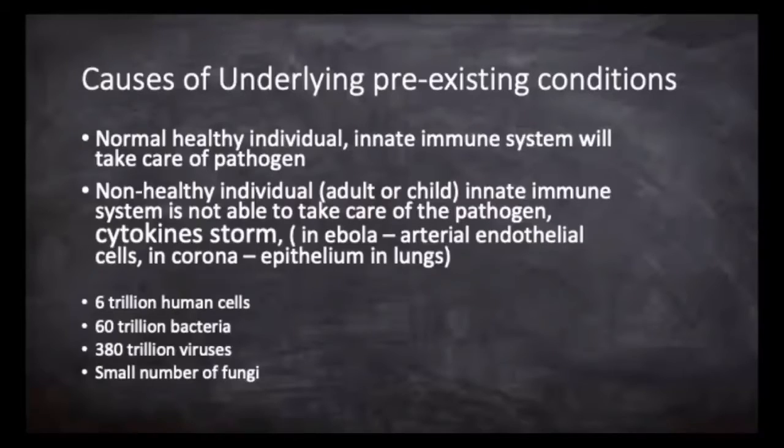Now, in a normal, healthy individual, the innate immune system will take care of that pathogen, okay? Remember, 380 trillion viruses in our body. By the way, here are some numbers: 6 trillion human cells, 60 trillion bacteria, 380 trillion viruses, a small number of fungi. This is all within you right now, okay? So now, in a normal, healthy individual, the innate system will take care of the pathogen. Now, in the non-healthy individual, be it an adult or a child, the innate immune system is not able to take care of the pathogens, okay?